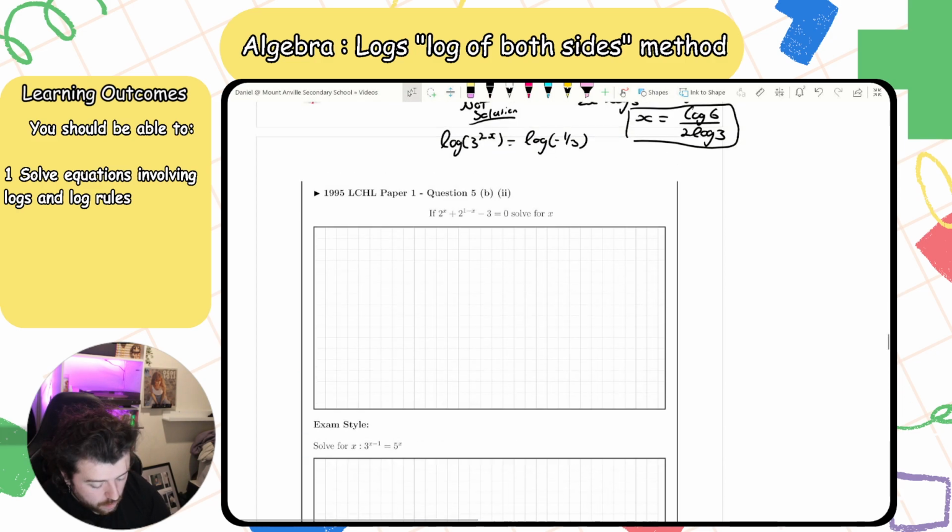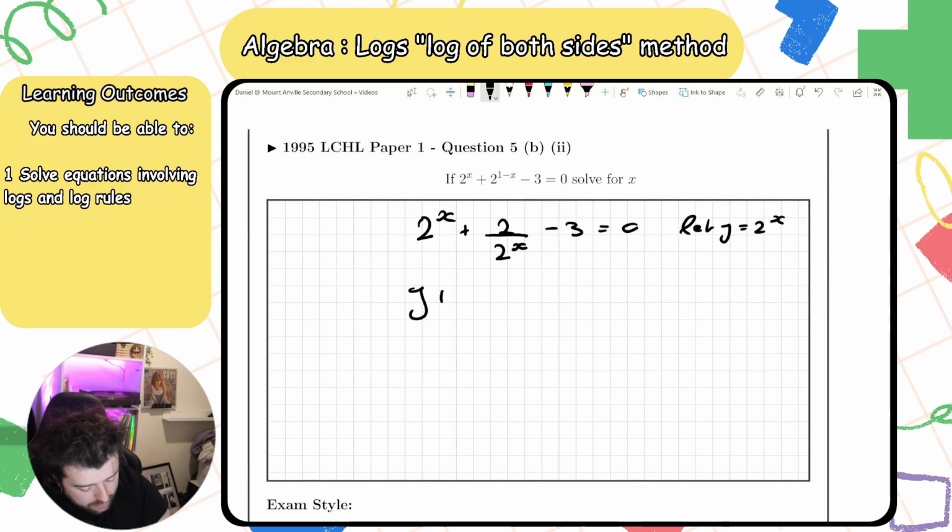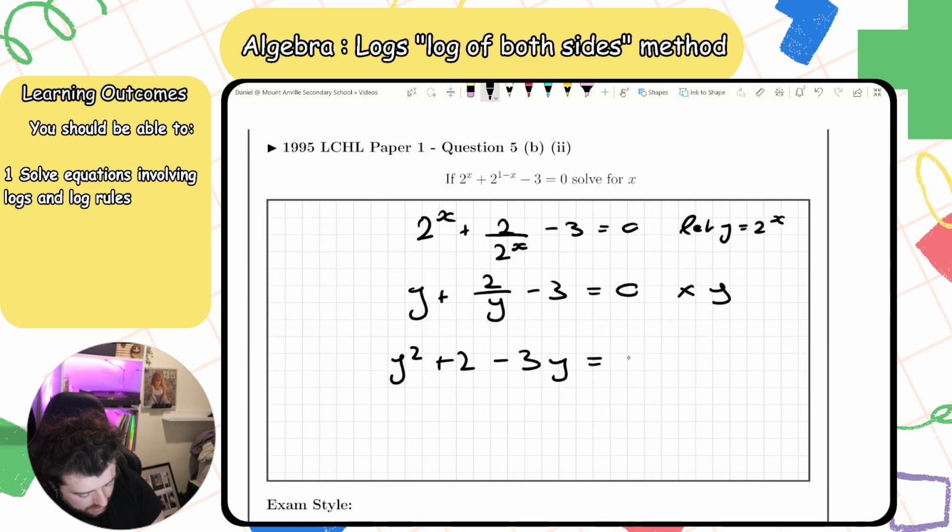Right. There's one more question like that here. So if 2 to the x plus 2 to the power of 1 minus x minus 3 equals 0, solve for x. Well, that's the same as 2 to the x plus 2 divided by 2 to the x minus 3 equals 0. Let y equal 2 to the x. I get y plus 2 over y minus 3 equals 0. Multiply by y, I get y squared plus 2 minus 3y equals 0. y squared minus 3y plus 2 equals 0.